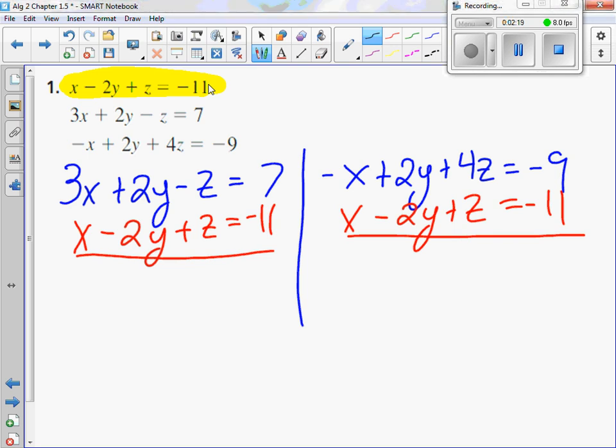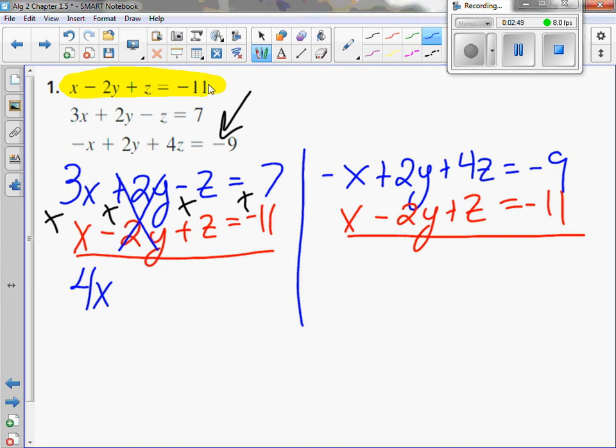Now we look at this one on the left over here. The signs in front of y, one is positive and one is negative. So if the signs are opposite, we do what? Add. We add the two equations together. And when we do that, x plus 3x is 4x. 3 plus 1 would give us 4. 2 plus negative 2, well, that is 0. Negative z plus z, well, hey, that is 0 also, isn't it? Equals 7 plus negative 11.